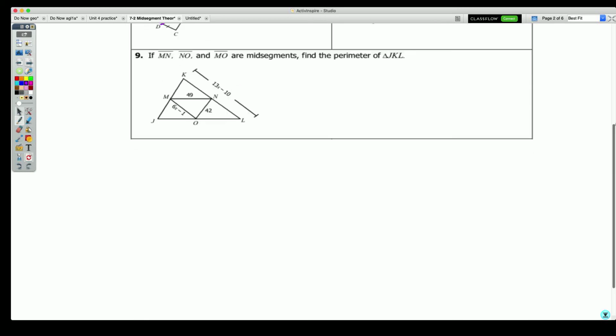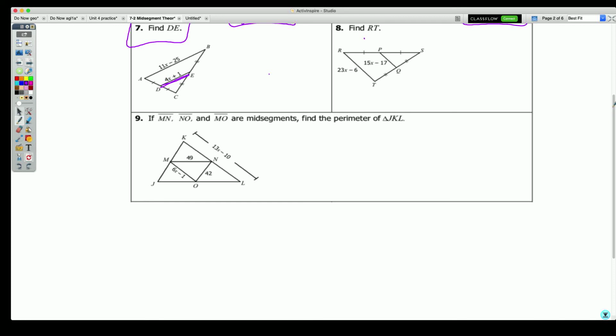Alright, it says MN, NO, and MO are all mid-segments. So I know these are all half the length of their parallel third side. It says to find the perimeter of JKL. Is that my big triangle or my little triangle? Big. That's the big triangle. So I really need this side and this side.